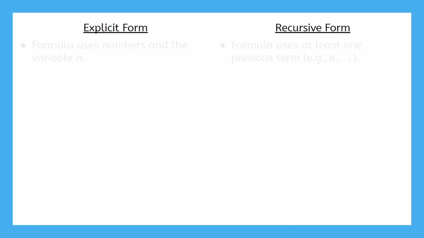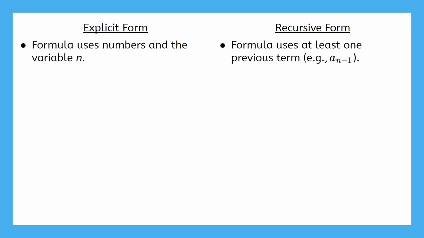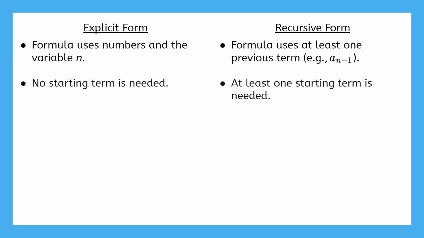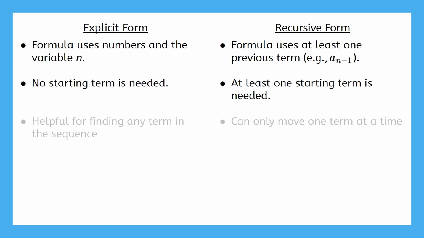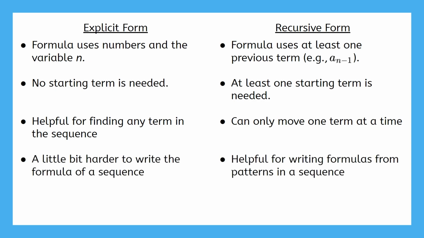Let's summarize. The explicit form uses numbers and the variable n, and the recursive form uses at least one previous term, such as a sub n minus 1. The explicit form does not require a starting term. The recursive form, though, requires at least one starting term to use. The explicit form is super helpful for finding any term in the sequence, and the recursive form can only move one term at a time. It's a little bit harder to write the explicit form of a sequence, but the recursive form is super helpful for writing formulas from patterns.